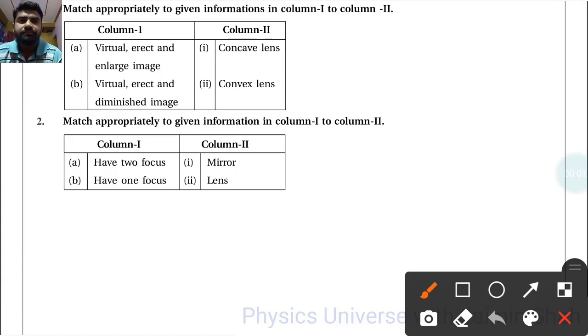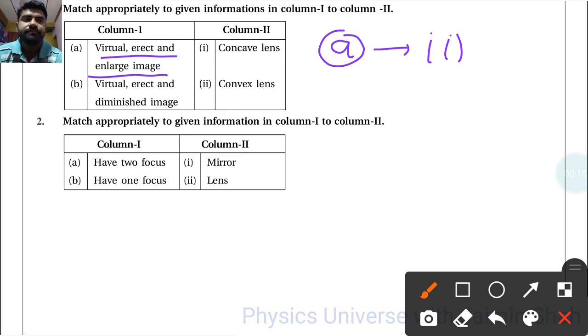Match the following. So first, virtual, erect and enlarged image. That image we are getting in a convex lens. So A answer is 2 here, because a virtual, erect and enlarged image we are getting only in a convex lens. For B, virtual, erect and now it is a diminished image, we are getting that in a concave lens, first one, right?